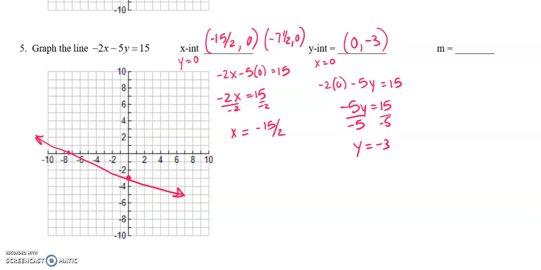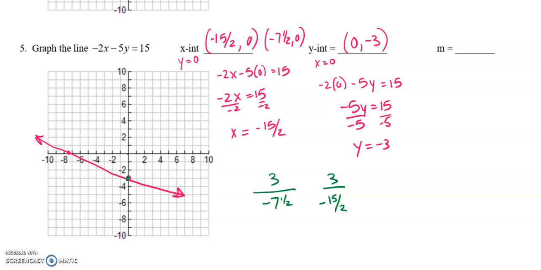Good, it's going to be negative. And then we're going to do rise over run. So how far do I rise? I'll start down here at the green one and go to the other one. So I'm going to rise 1, 2, 3. How far am I going to run? I'm going to run negative 7.5 or negative 15 halves. Ugh, complex fraction.